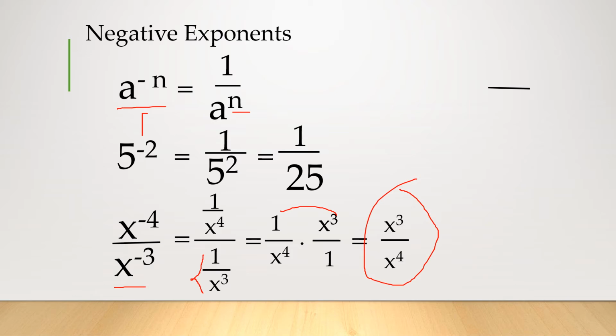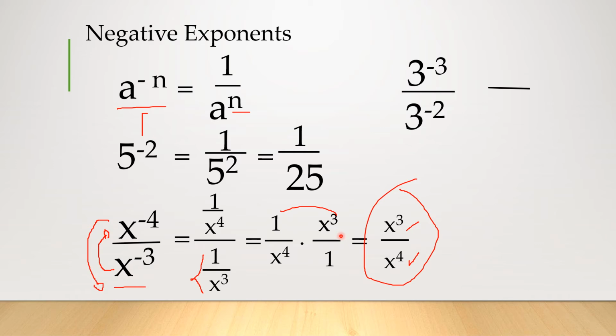Seems like we just simply move this x to the numerator, x raised to negative 3, and it becomes positive. And this one, we move it to the denominator, and it becomes positive, the exponent. Okay, so that's what we're going to do now. You don't need to do this anymore. You don't need to do this long process.